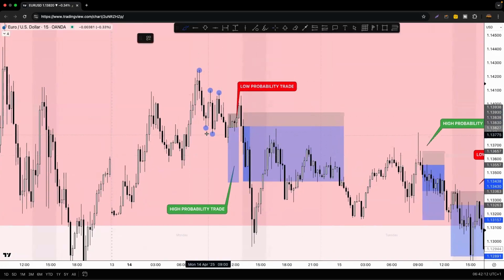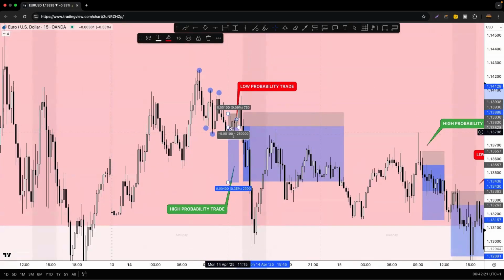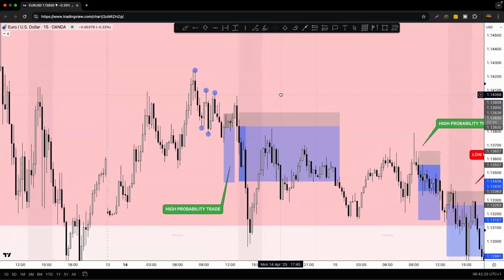So this is why this is a low probability setup. We traded it at the breakout. This is a lower probability setup overall. So now we can understand why we lost that trade. And now we can improve our trading by understanding where high probability and low probability is on the charts.